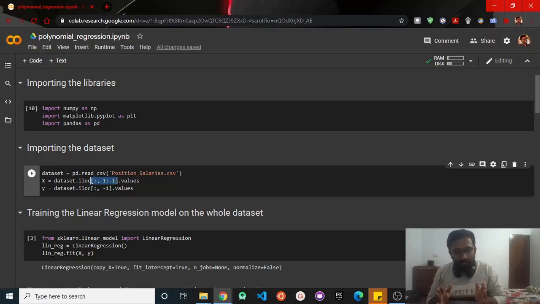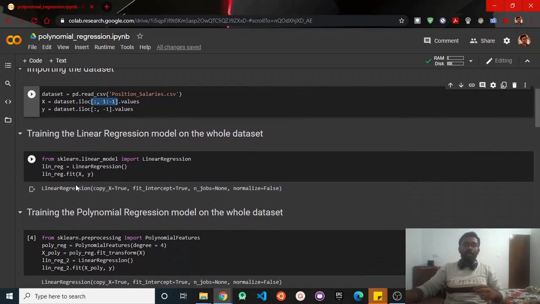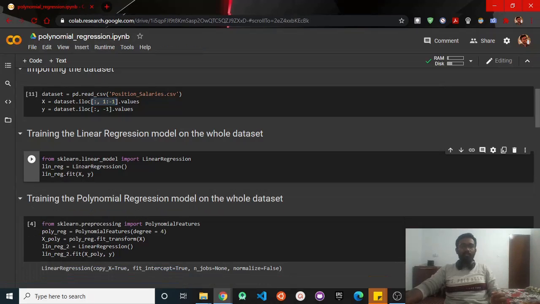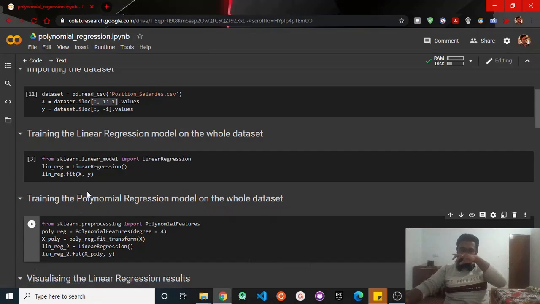So that means that x contains only the middle column and y contains only -1, that is the last column. Okay, so that is how we have distributed x and y. So now we train. I hope you are familiar with this concept. We have already discussed this in previous videos.